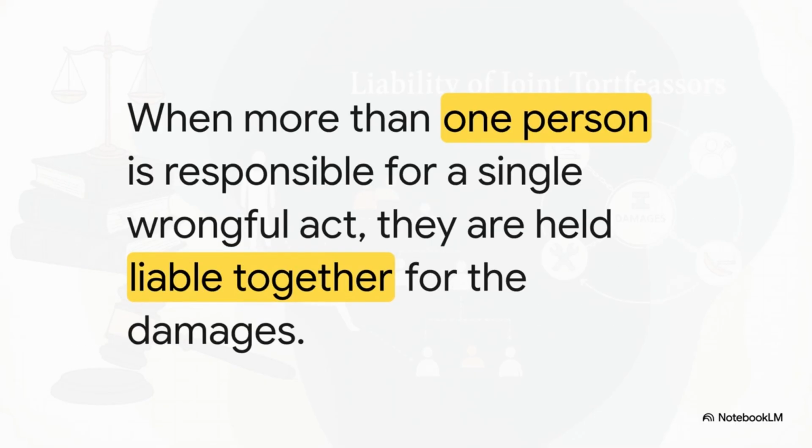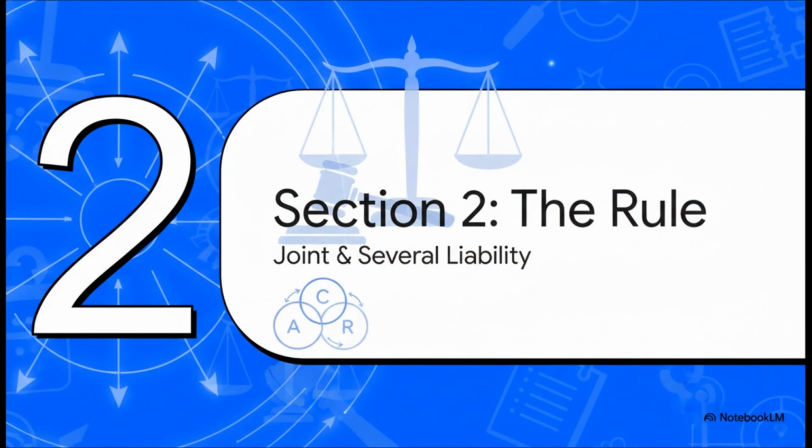The simplified meaning is as follows. When more than one person is responsible for a single wrongful act, they are held liable together for the damages. In essence, the law does not permit wrongdoers to evade responsibility simply because they did not act alone. Liability is shared. We now proceed to Section 2, the rule of liability. This section will focus on the central doctrine governing these cases, known as joint and several liability.